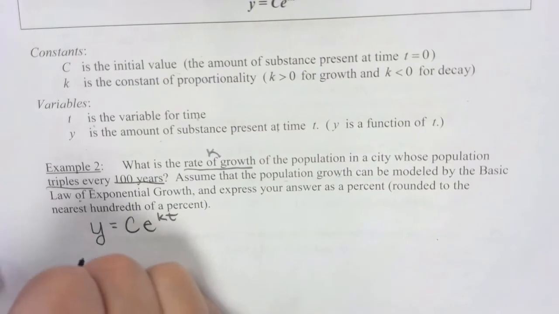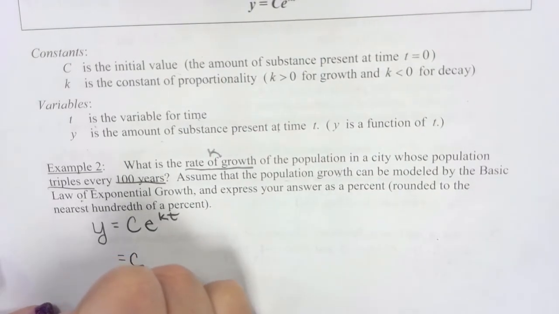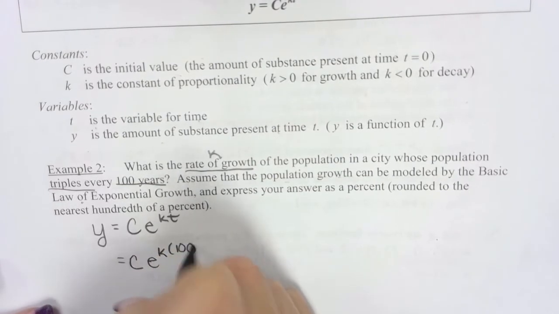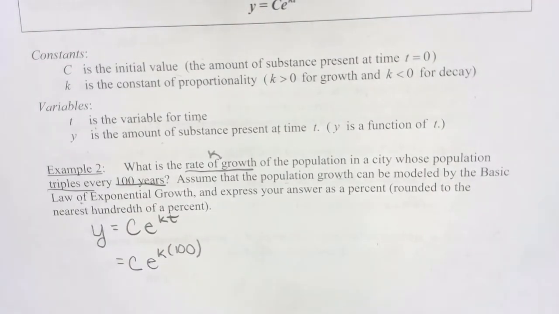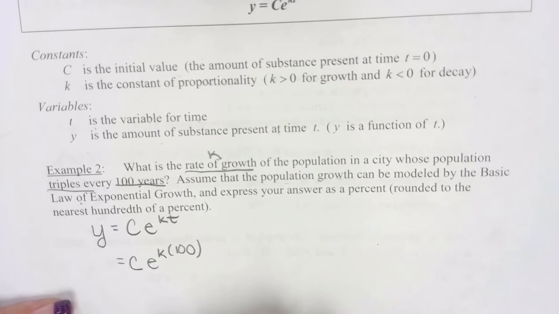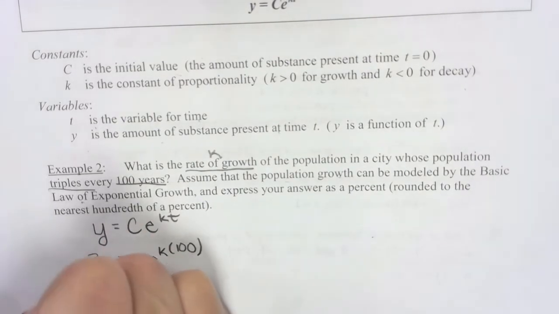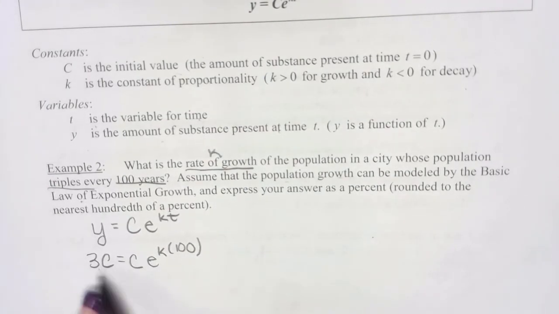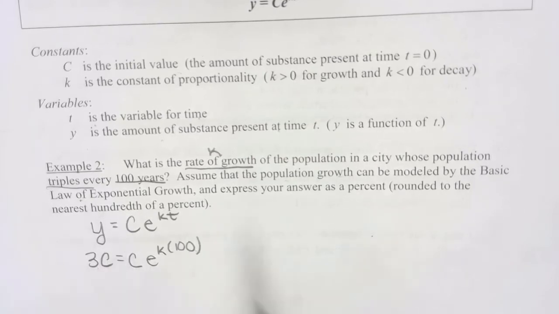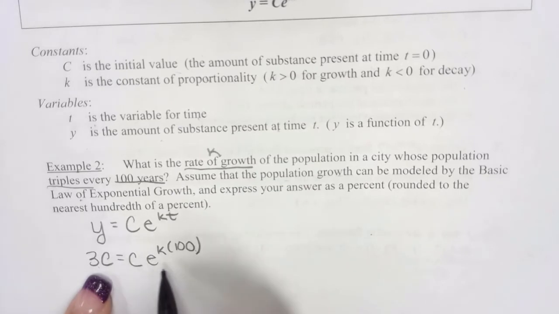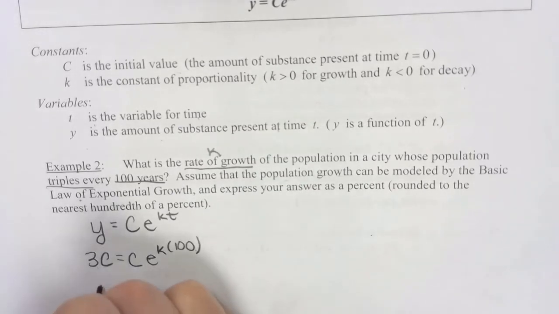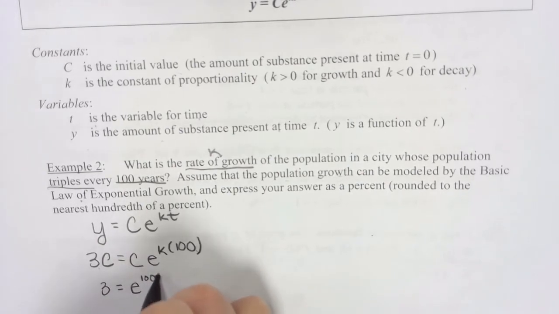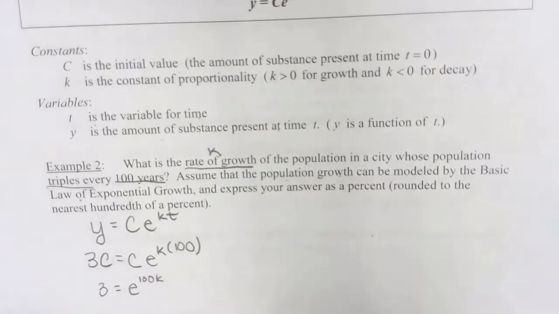So I'm going to put that in view. If we start with a c amount, in 100 years, so I'm going to make t 100, our value is 3c. Again, in 100 years, our original amount triples, so I can use that. Since this is all multiplication, to get rid of c, we would divide, leaving 3 equals e to the 100 in front of the k. So the c's actually cancel.